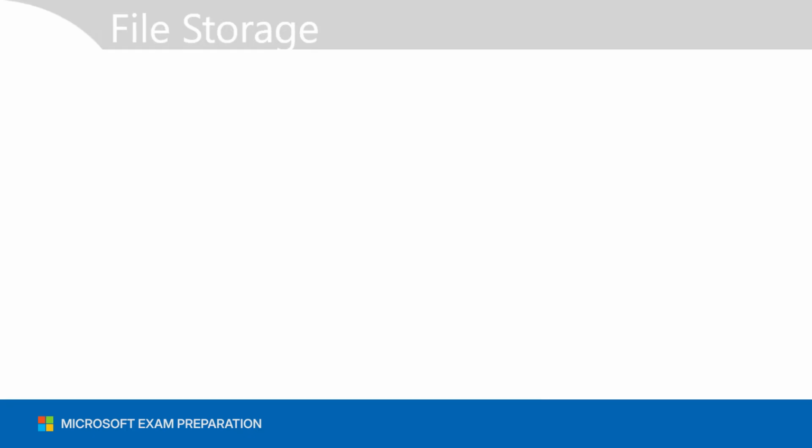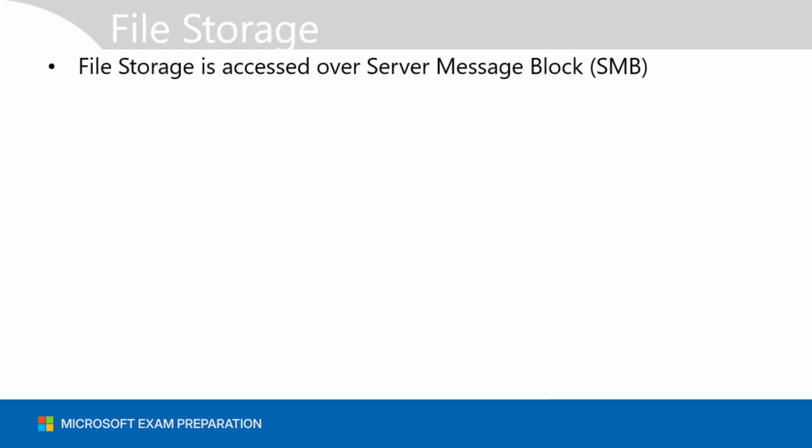Let's talk about Azure File Storage next. So file storage is accessed over a protocol called SMB instead of HTTP or HTTPS. SMB, Server Message Block, is the file server protocol that Windows has used for decades to access files across the network. So when you open up Windows Explorer, for example, on a Windows machine, and access files that are off of your machine across the network, it uses SMB.